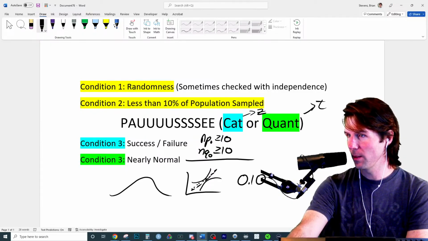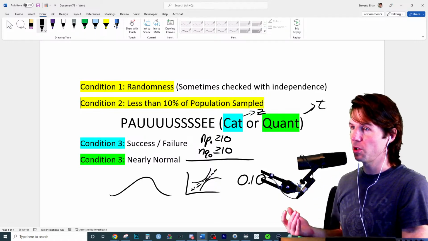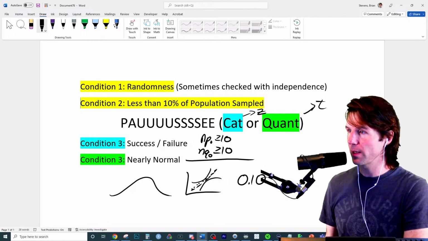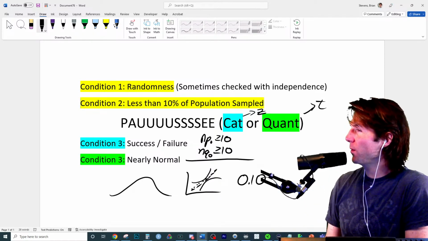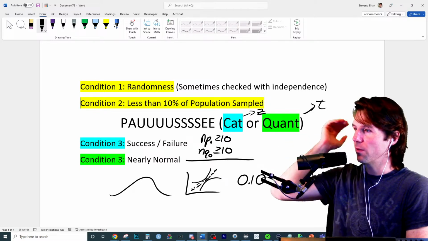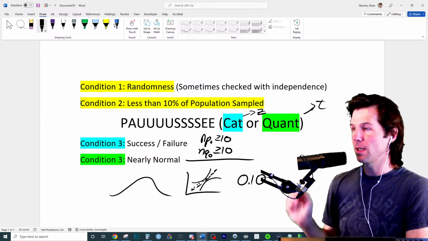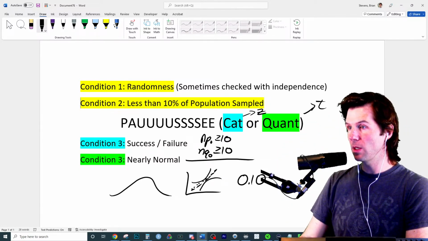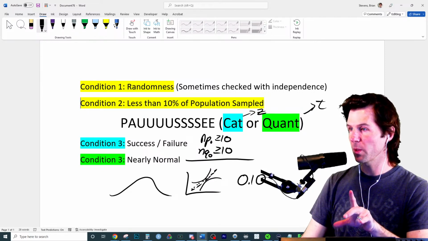Condition 1 is randomness. Sometimes Pearson checks this with the independence condition, or the independence assumption. It's more of an assumption: if things are independent, then we should have collected them randomly. We want to collect less than 10% of the population. And then you need to pause and ask, is it quantitative or categorical?